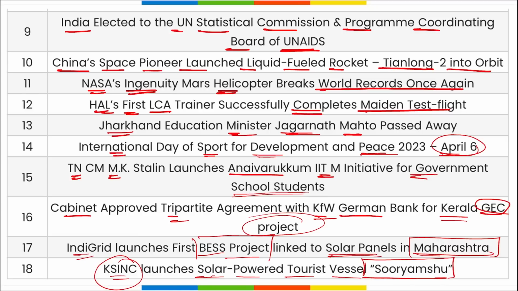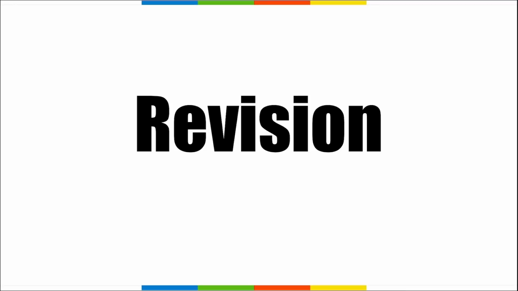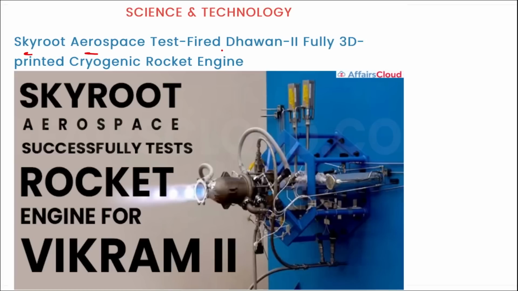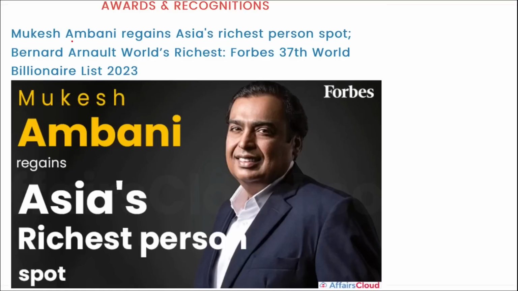Right, so these were your important current affairs, friend. Now it's time for your revision part. National Maritime Day is observed on 5th of April. Skyroot Aerospace test fired Dhawan second, that is a fully 3D printed cryogenic rocket engine, and it will be for Vikram second. Mukesh Ambani is the richest person in Asia as well as he is the richest person in India.